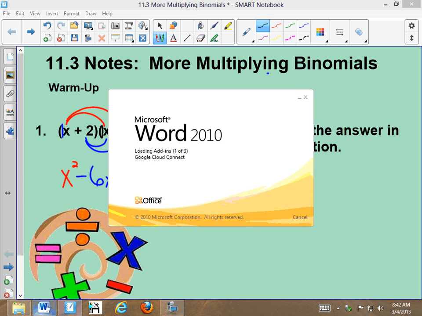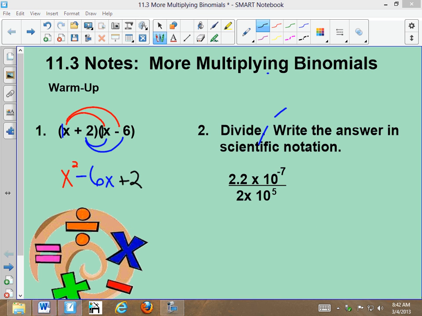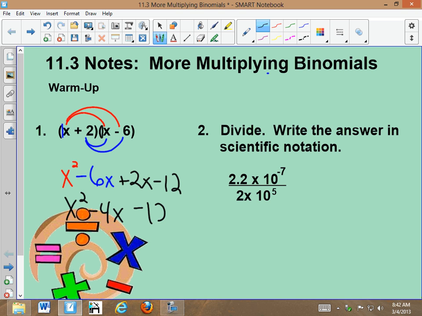Between the 2 and the x, I only see 1x. And then 2 times negative 6, negative 12. X squared minus 4x minus 12.